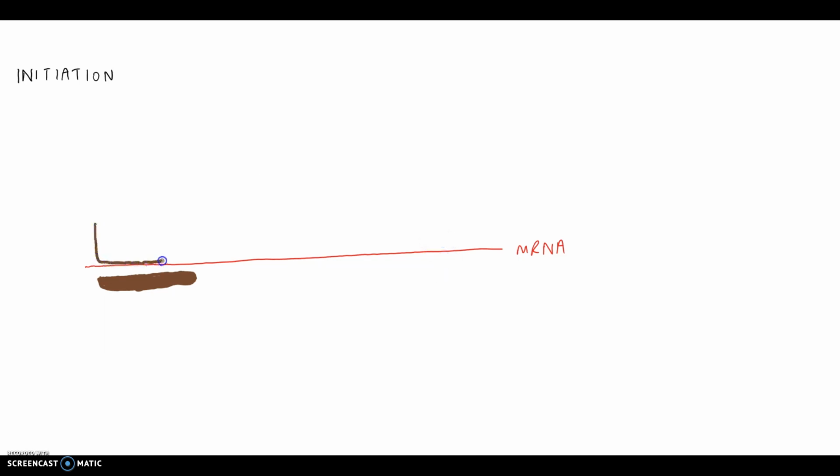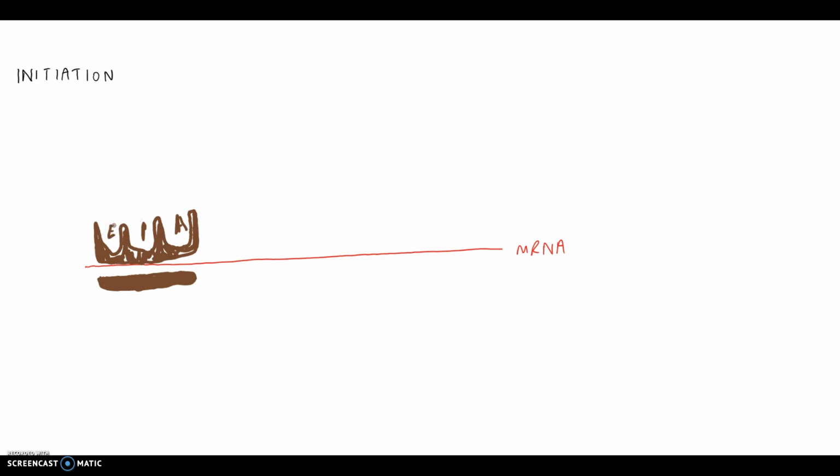Once it finds the start codon, then it brings the large ribosomal subunit in, and the large ribosomal subunit has its three clefts, the A, the P, and the E. Remember the dancing monkey, and that is the direction that the tRNA molecules move. So that is A, that is P, and that is E.